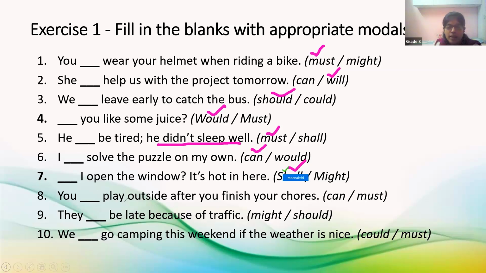You can play. Meenakshi, you're not supposed to check. Okay, hold on. You can play. You forgot. You can play outside after you finish your chores. You can. Very good, ma'am. It can be must also.